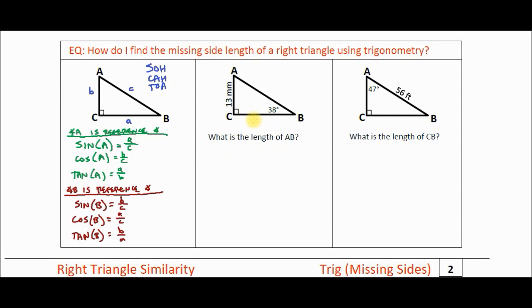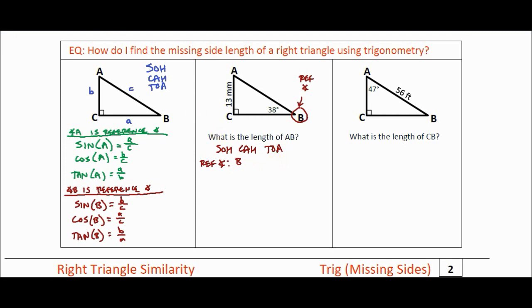First question is, what is the length of AB? Let's go through our steps. First thing you do, class, is you write SOHCAHTOA. Next step we learned from our previous video is let's choose our reference angle. The reference angle is usually the one you know. We know angle B is 38 degrees, so let's pick that as our reference angle. So angle B is going to be our reference angle.